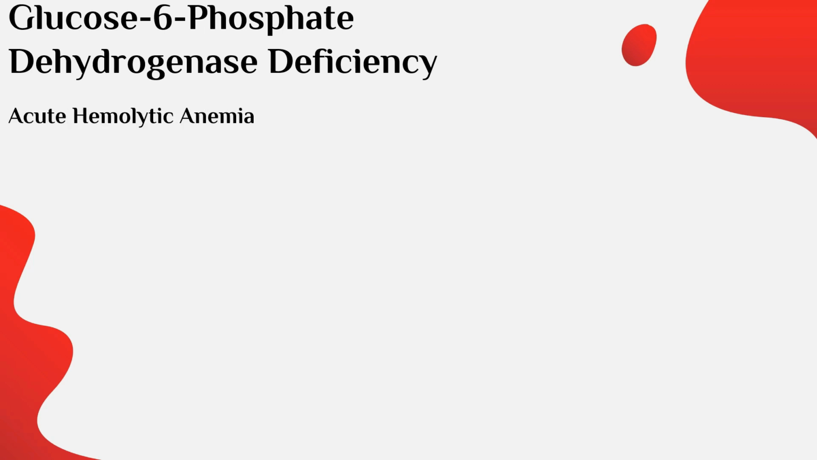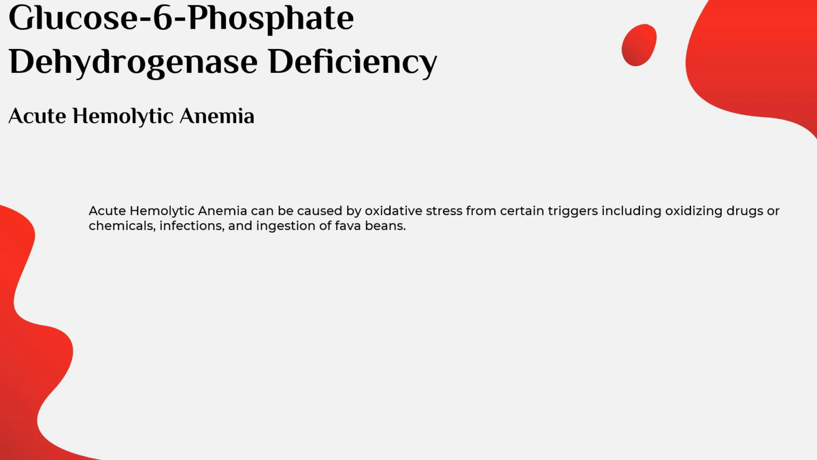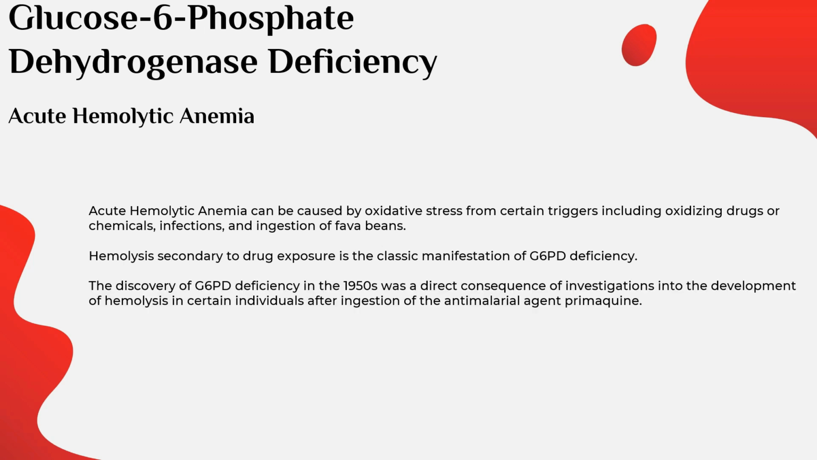Acute hemolytic anemia. Acute hemolytic anemia can be caused by oxidative stress from certain triggers including oxidizing drugs or chemicals, infections, and ingestion of fava beans. Hemolysis secondary to drug exposure is the classic manifestation of G6PD deficiency. The discovery of G6PD deficiency in the 1950s was a direct consequence of investigations into the development of hemolysis in certain individuals after ingestion of the antimalarial agent primaquine.